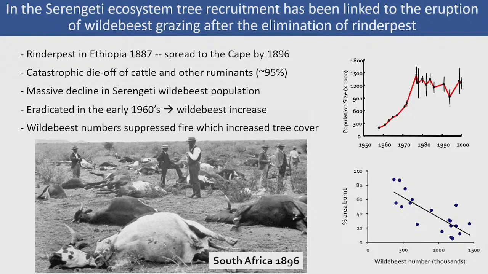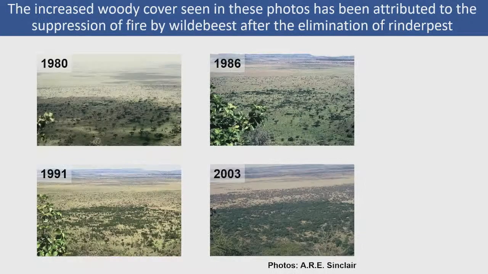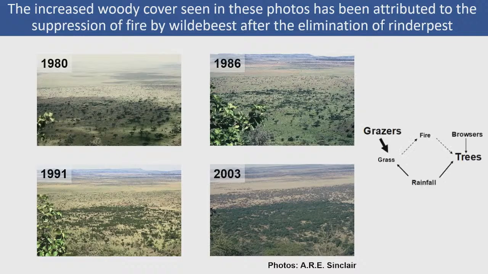As the wildebeest numbers increased, the area burnt in the park, so the amount of fire in the park, went down. And then the explanation is that this triggered a series of increases in woody cover, such as shown in these photographs. So this would have been this scenario here, where grazers are consuming grass, suppressing fire, and then encouraging tree growth.